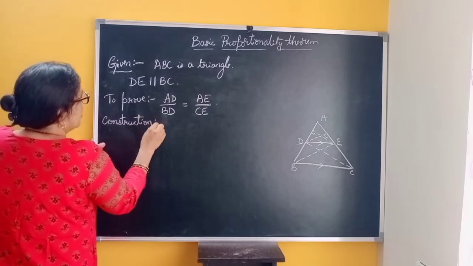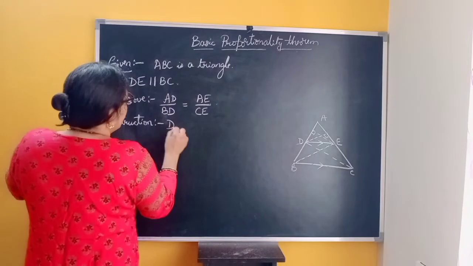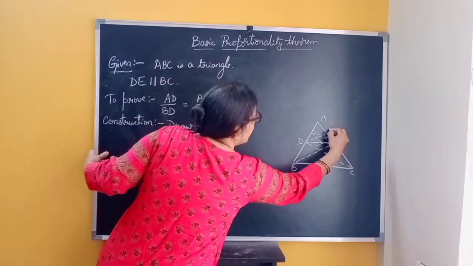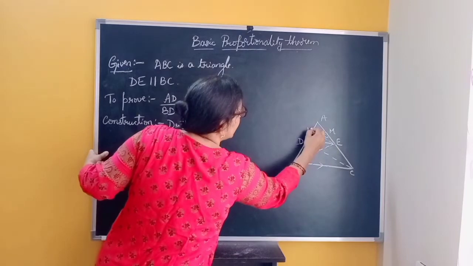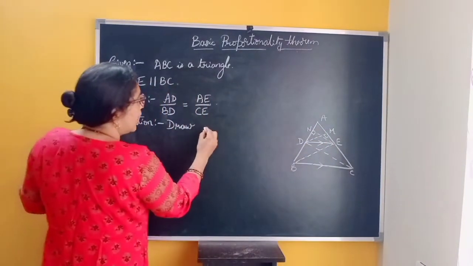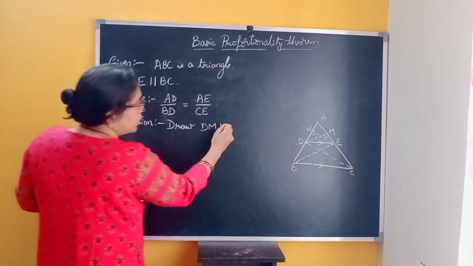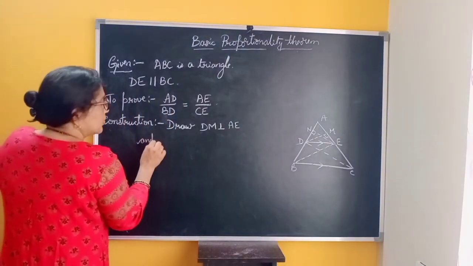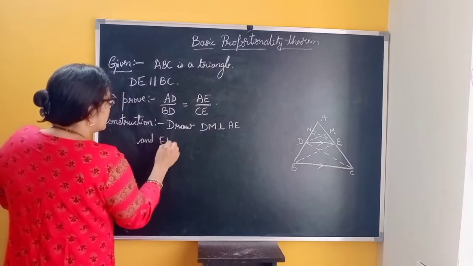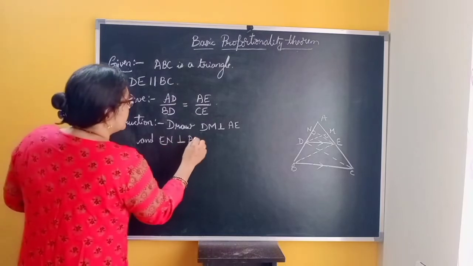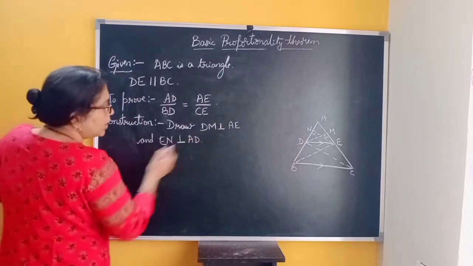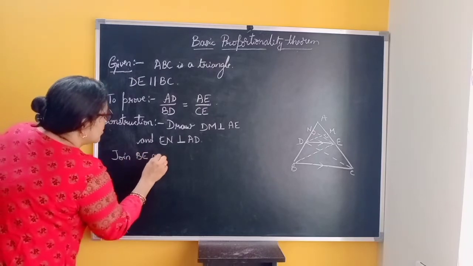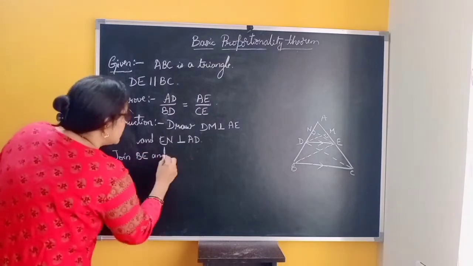Let us write what we have constructed. Construction: let me name this as D, here M, and from E it is N. So draw DM perpendicular to AE and EN perpendicular to AD, and join BE and CD.